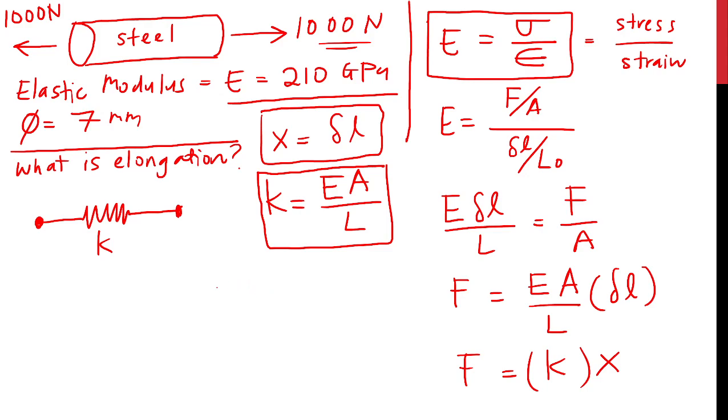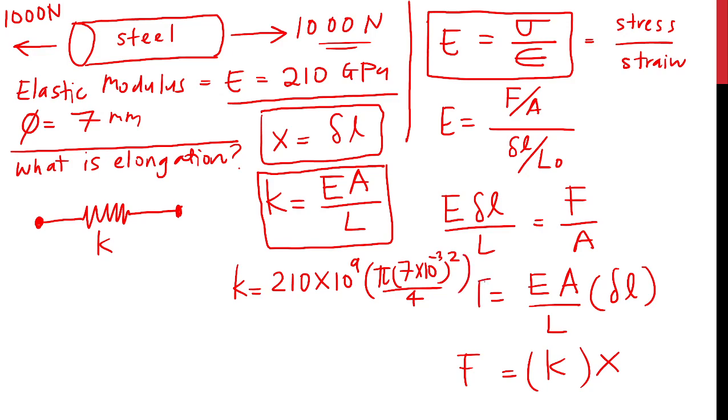What is the stiffness you can find from here? Let's find it. K equals 210 times 10 to the power 9. What is the area? Find the area. Pi D squared, 7 times 10 to the power negative 3, squared, over 4, over L. Oh, L is not given here. So let's put L as maybe 200 mm, which is 0.2. You will get exactly the stiffness. Press the calculator. What is it?